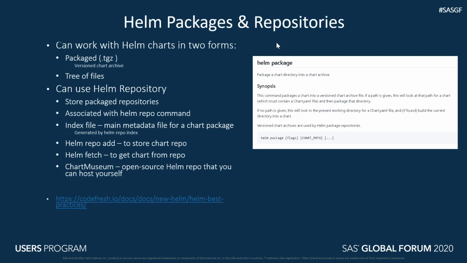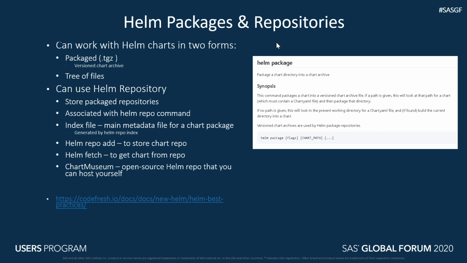Helm packages and repository. Helm charts can be worked with in two forms, either a packaged form, a versioned chart archive as a TGZ file, or a tree of files. If you just have a tree of files, you can check them into a Git repository, for example. You don't have to use a Helm repository. You can use it if you want. It's geared towards Helm to store package repositories and works with the helm repo command. And you get an index file, the metadata file for the chart package, that's generated through this helm repo index. Helm repo add to store the chart in it, helm fetch to get the chart down.